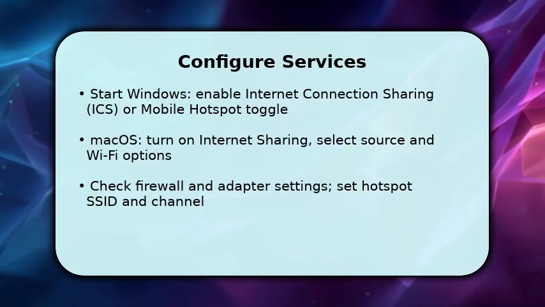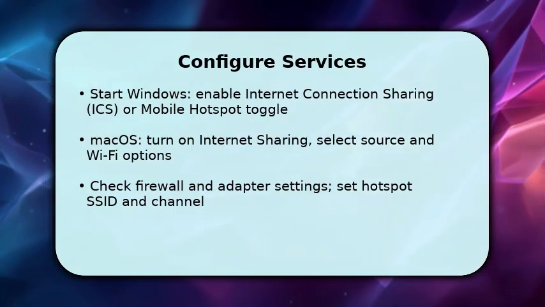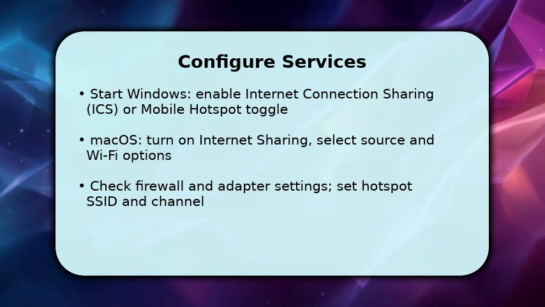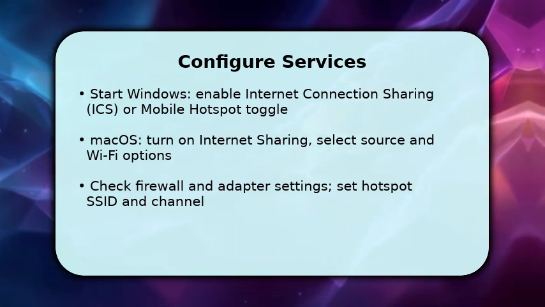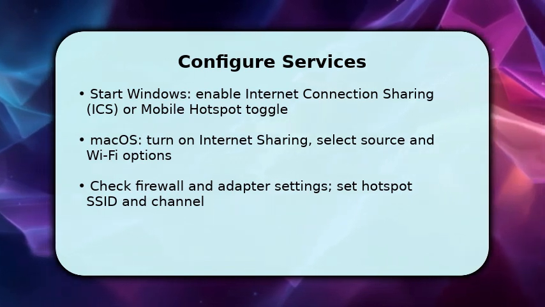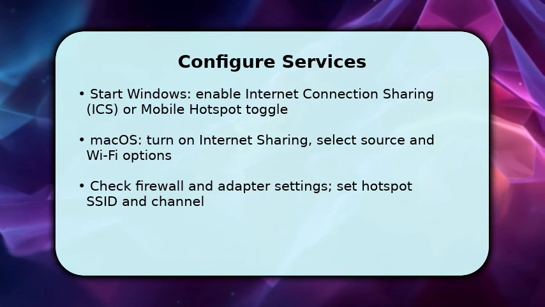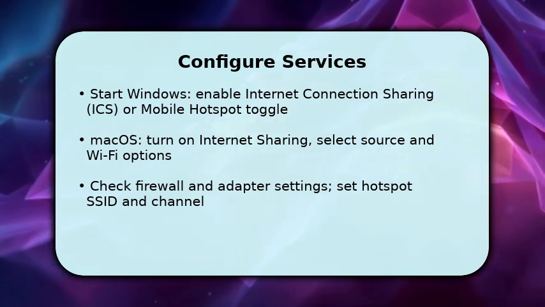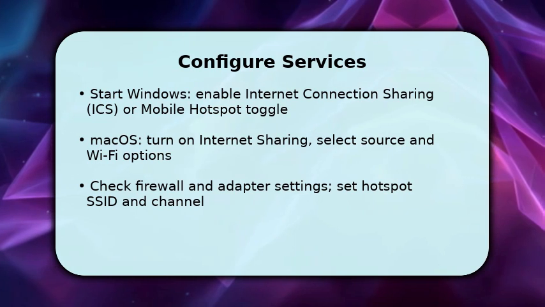Next, configure the software layer. On Windows, enable mobile hotspot or turn on internet connection sharing and bind it to the correct adapter. On Mac OS, open internet sharing, pick the incoming connection and choose Wi-Fi for output. Then set the SSID, security type, and channel. Avoid crowded channels for stability.